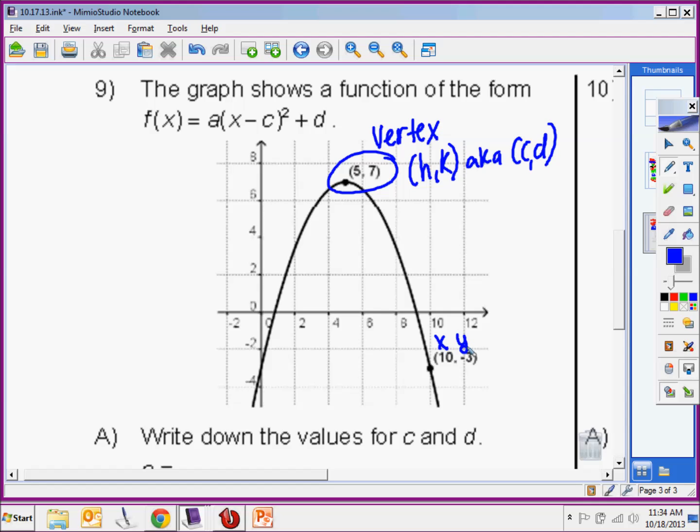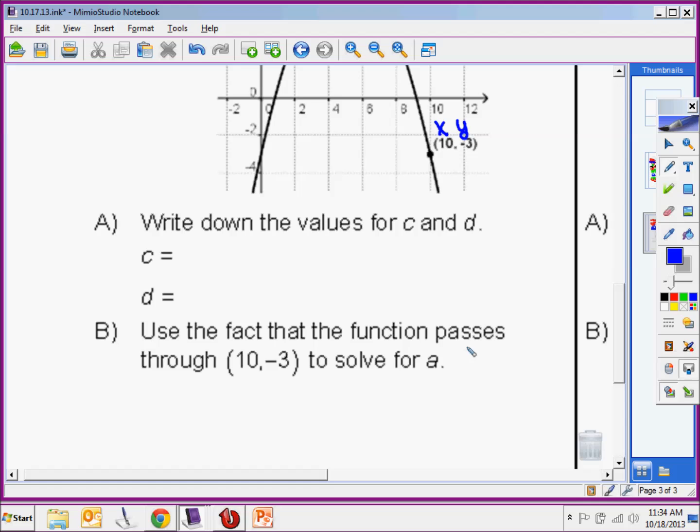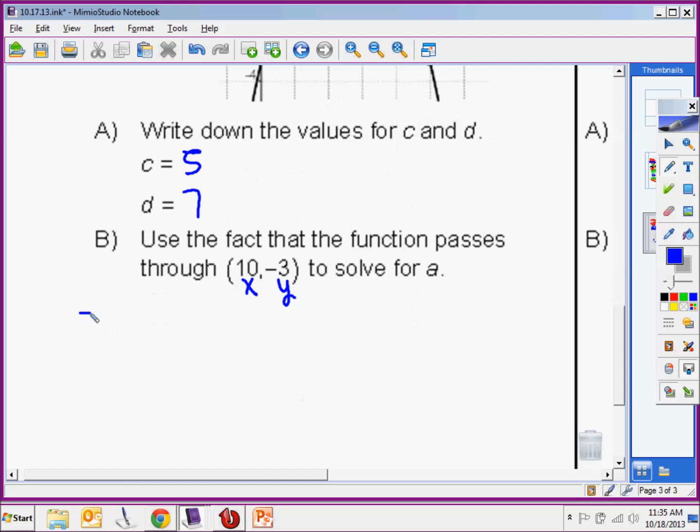Can I solve for a? Yes, I have my c and my d, and I have my x and y. So I can solve for a. So what's c? What's d? What's x? What's y? Are we ready for the show? Here we go. So negative 3 equals a, because we do not know our a, times 10 minus 5 squared plus 7.